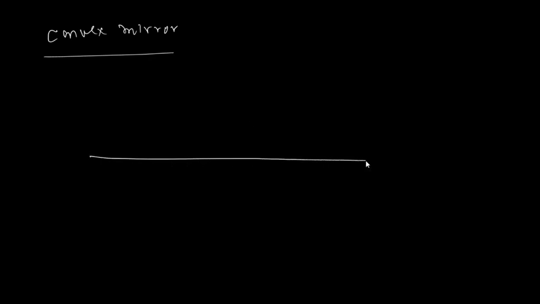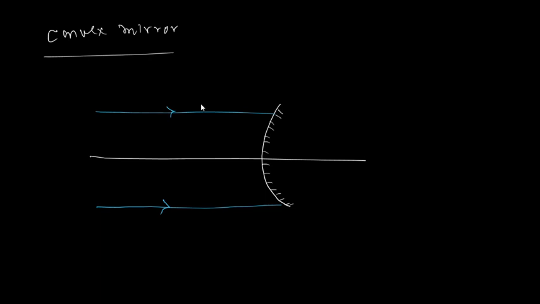Here, convex mirror. Let us consider the principal axis. Always draw the principal axis first. Then the convex mirror. So the curved surface is non-reflecting on the other side. On the left hand side, it is the reflecting side. So what happens here? The beam of light comes and strikes the convex surface like this. Let me call this the incident wavefront.